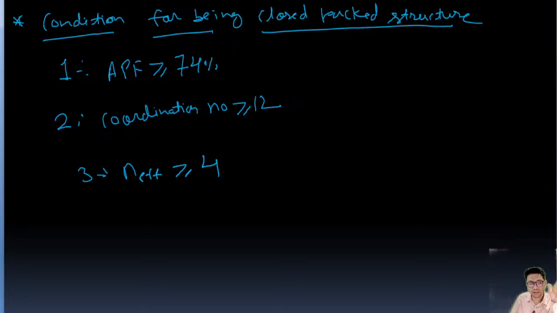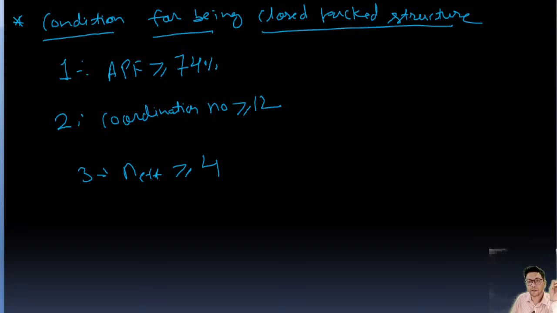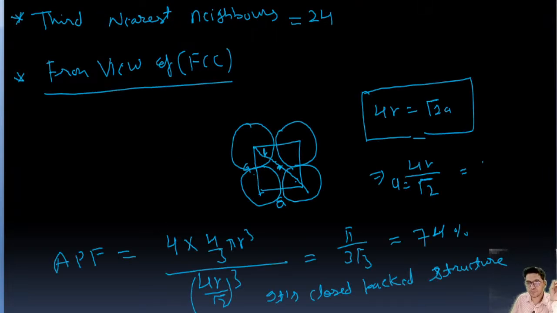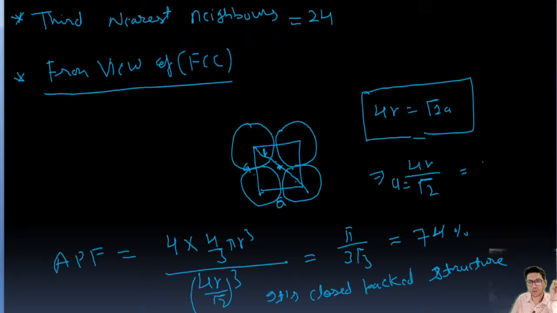In the case of FCC, we can see the atomic packing fraction is greater than or equal to 74%, and the coordination number is 12 for it. And the N effective is also 4. So it means this FCC structure is a close packed structure.